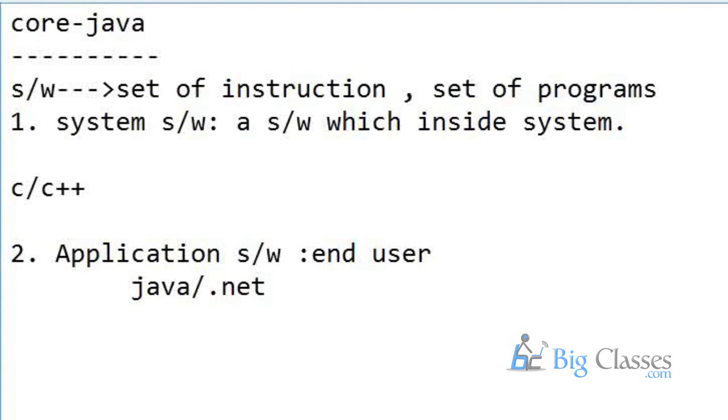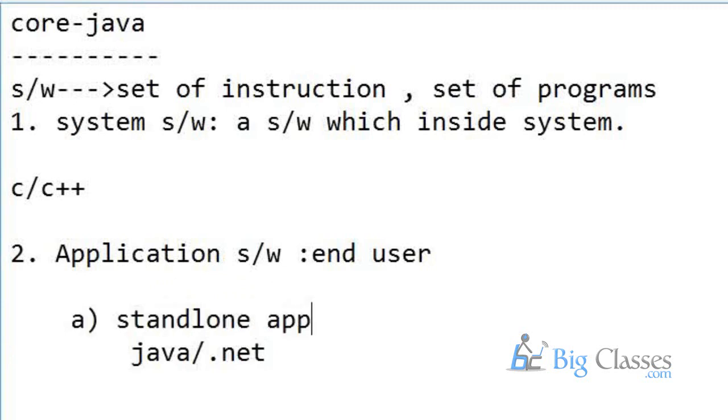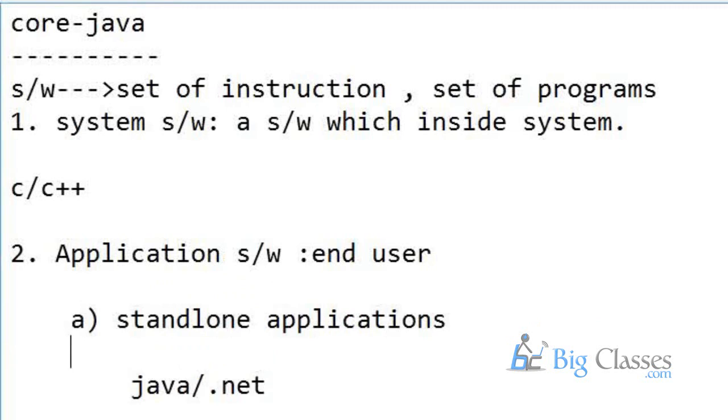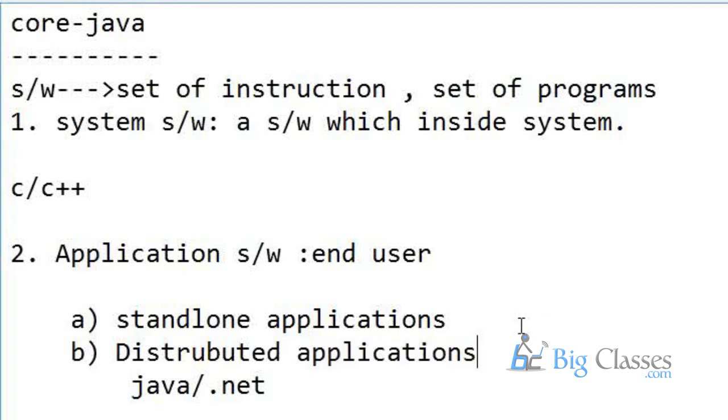In this application software, we are having two types. One is standalone applications. Next one is distributed applications. A standalone application is nothing but an application which works only within one system. For example, MS Office works in my system, and I need to install it. So software which has to be installed in your system and works in only one system is a standalone application. Whereas a distributed application is one that works in the browser, and whose results are shareable across the globe. That type of application is called a distributed application.